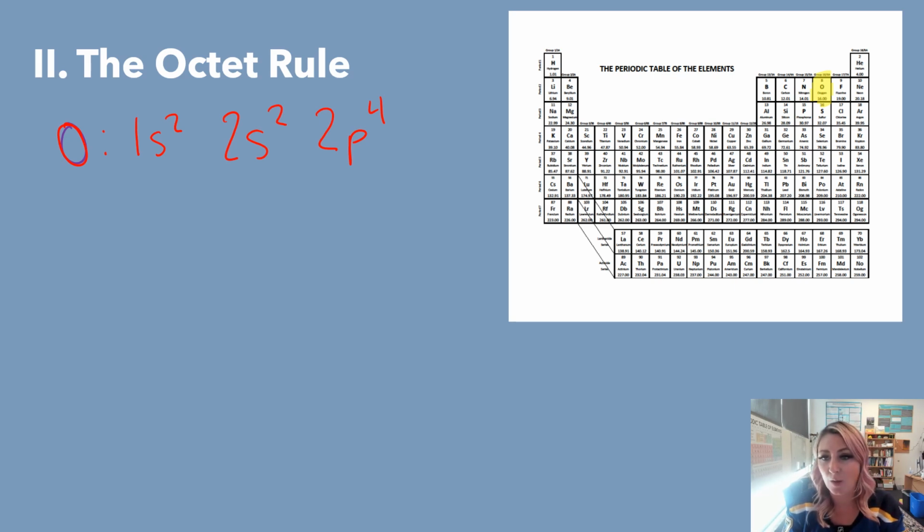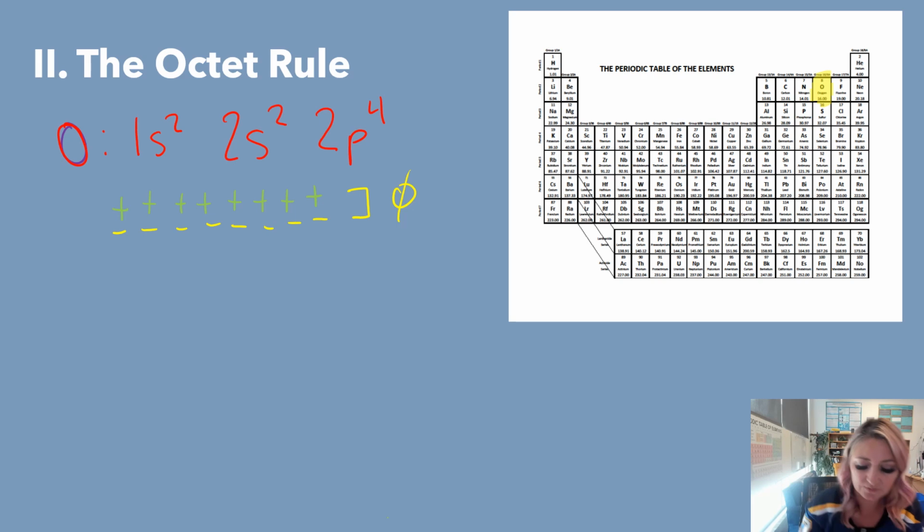So this is atomic number 8, which means it has 8 protons. 1, 2, 3, 4, 5, 6, 7, 8. And a neutral oxygen also has 8 electrons. So that's neutral. All right, let's draw this out and see how this plays out.